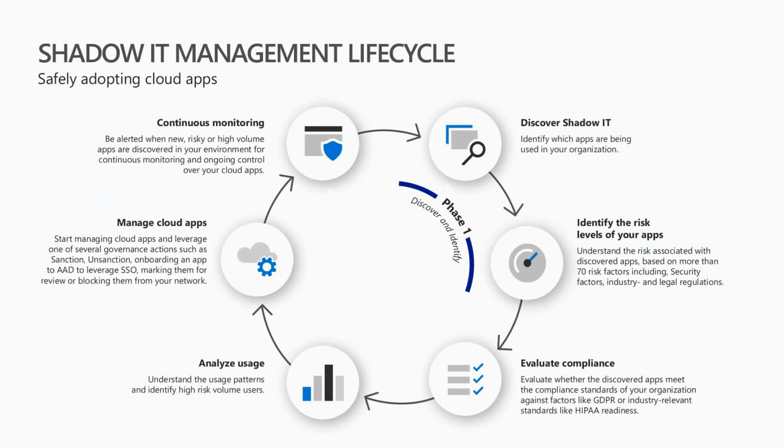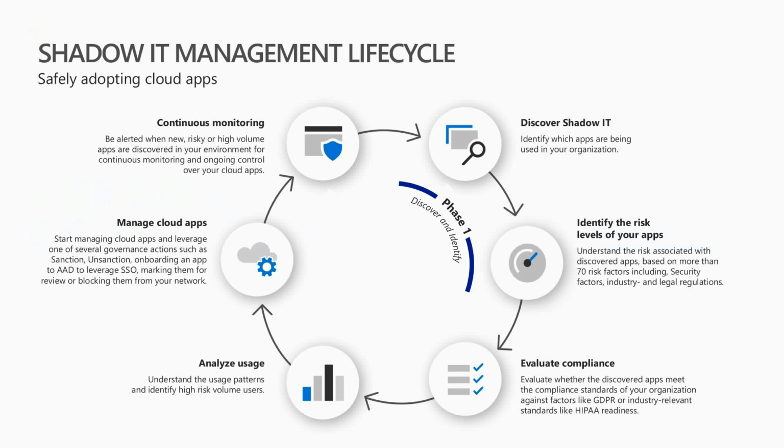Once data is ingested to Cloud App Security, it's time to identify the risk levels of your apps. This is achievable with Cloud App Security's risk catalog, which includes over 16,000 applications that are assessed using over 70 risk factors. Those risk factors include general information about the application, such as the app's publisher, and security measures and controls, such as support for encryption at rest.